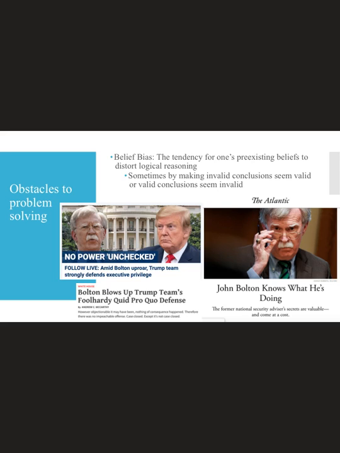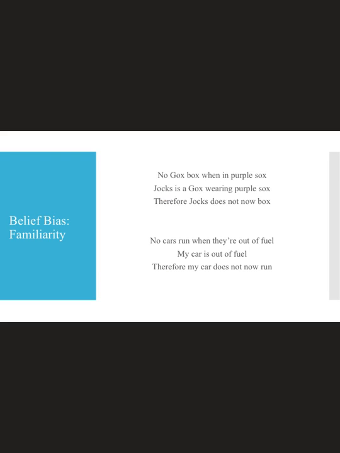So in this particular example, when John Bolton released his book, you have one side of the political persuasion saying John Bolton knows what he's doing. You have the other side saying no power unchecked, Bolton blows up Trump's team foolhardily, quid pro quo defense. Depending on which political leaning you might identify with, you're going to read one of these articles and it's going to reaffirm your belief. That is what we're talking about when we're talking about examples of belief bias. So here's another example of belief bias.